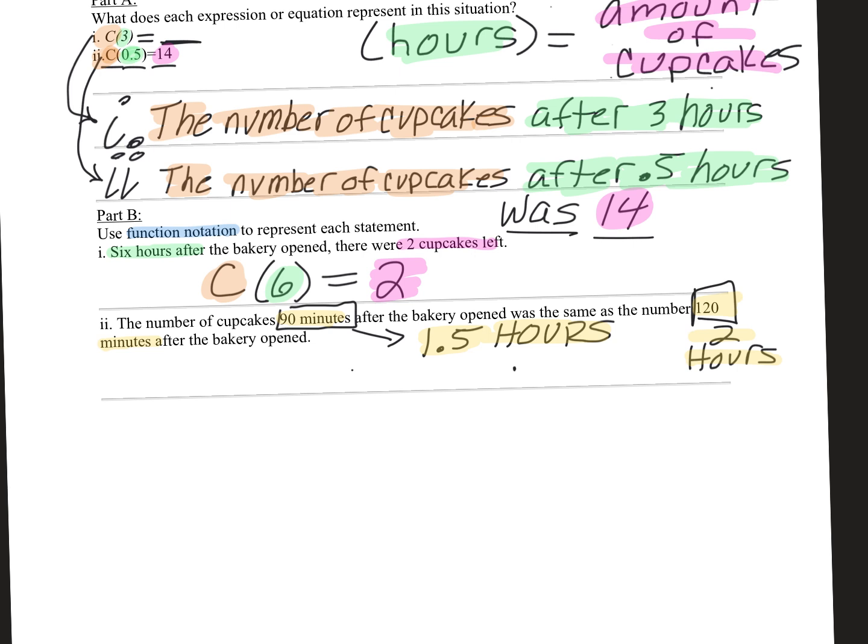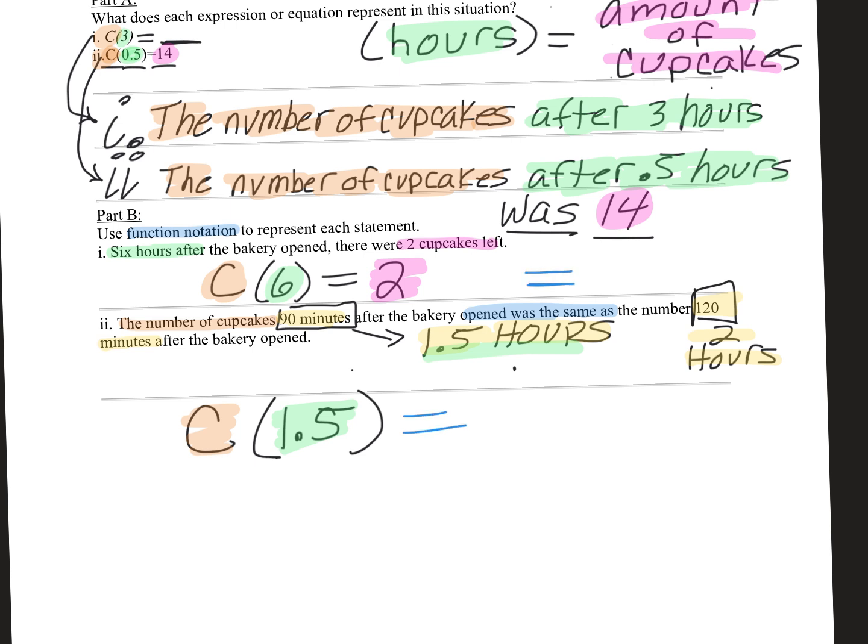So when I go to write my function notation, it's still a C to represent the number of cupcakes. I'll put 1.5 in parentheses to represent that this was after 1.5 hours. And then it also says was the same as. Well, what do we use in math when we talk about something being the same? We use an equal sign.